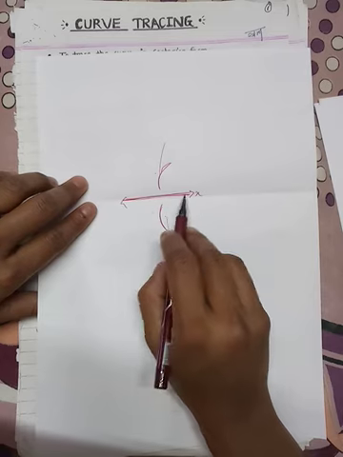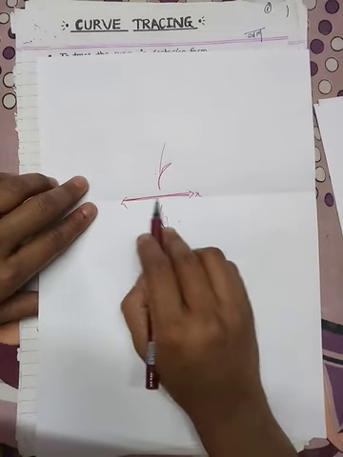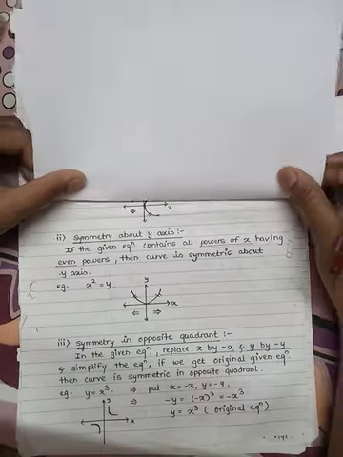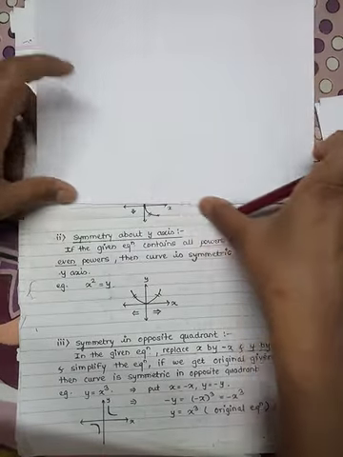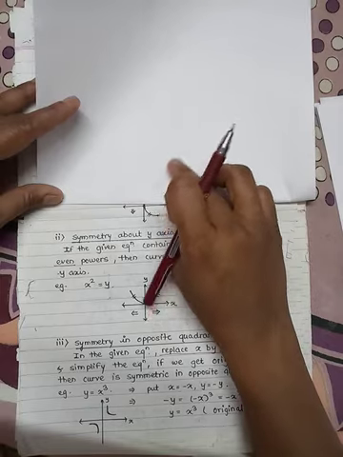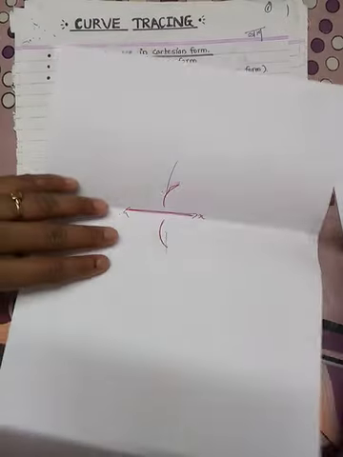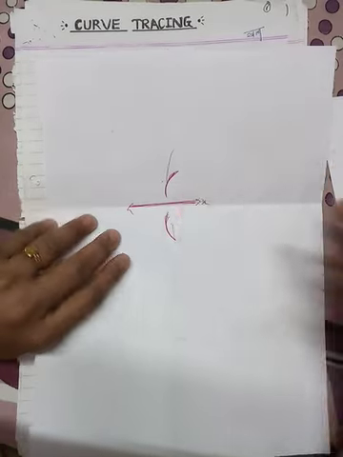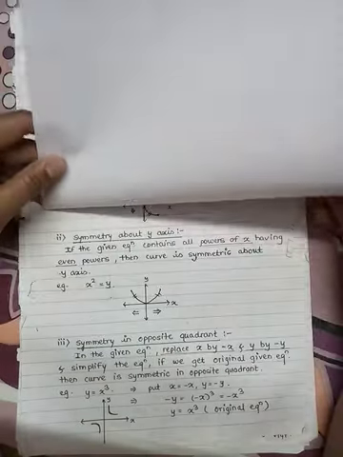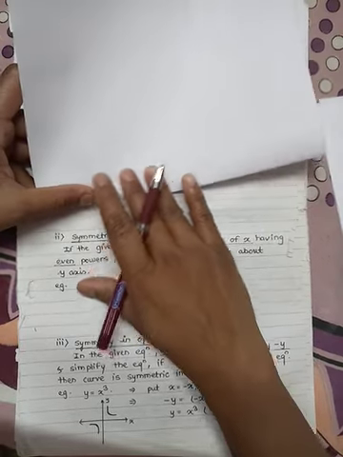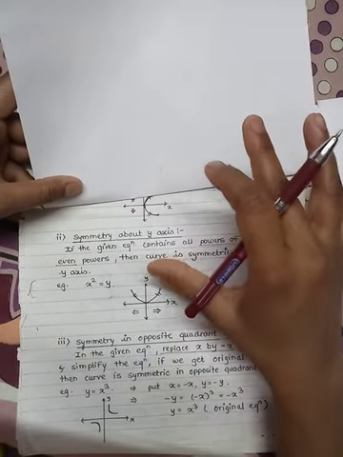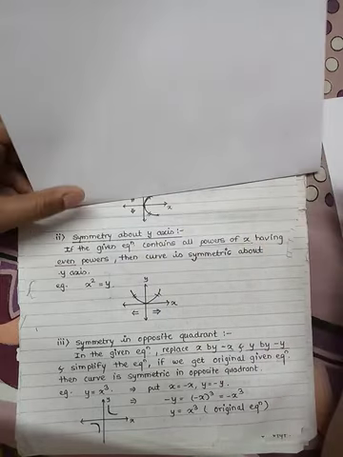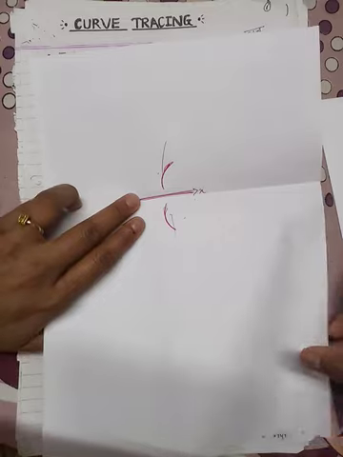So symmetry about x-axis means if we fold the page on that x-axis, so we are folding this on the x-axis, then that curve should be matched. So this curve is matched with this. So this is called symmetry about x-axis. You can fold the page. So after folding the page, the parts of that curve should be matched. So that is called symmetry about x-axis.